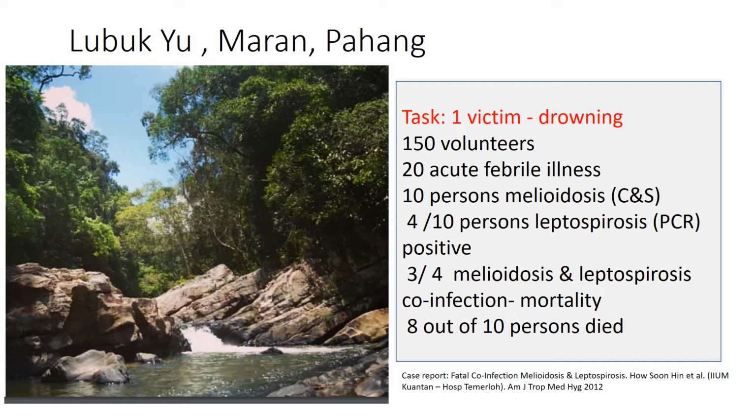If some of you may remember, in 2010 there was a drowning case, a victim who drowned, and there were about 150 volunteers who actually helped out in the rescue operations. They were from various government agencies, the fire department, the police, and etc. So of these 150 volunteers, 20 of them ended up with acute febrile illness after the rescue, and of the 20, 10 of these persons actually cultured positive for melioidosis.